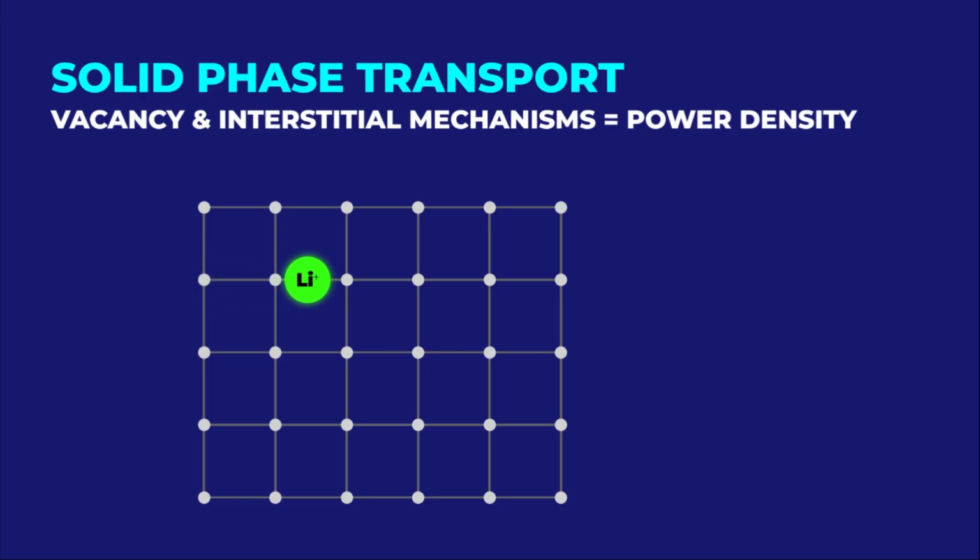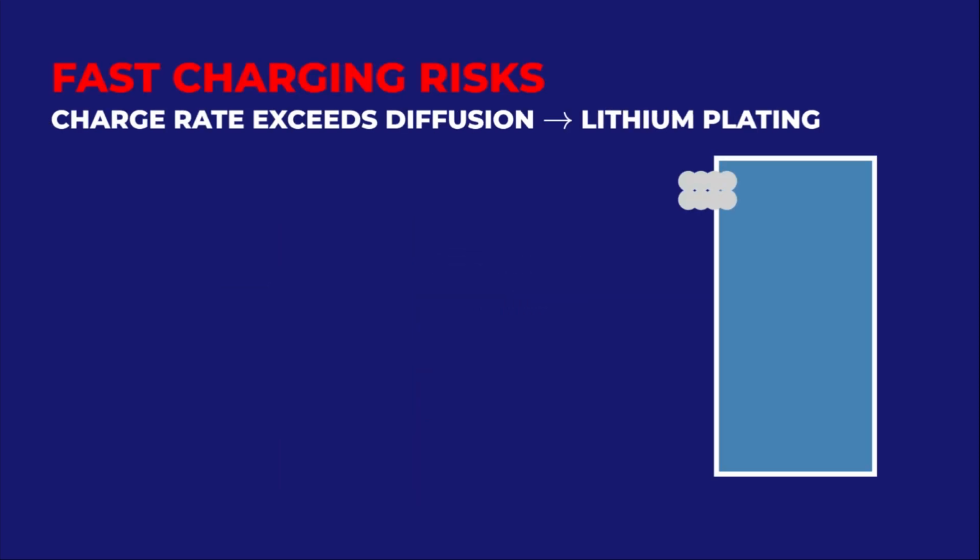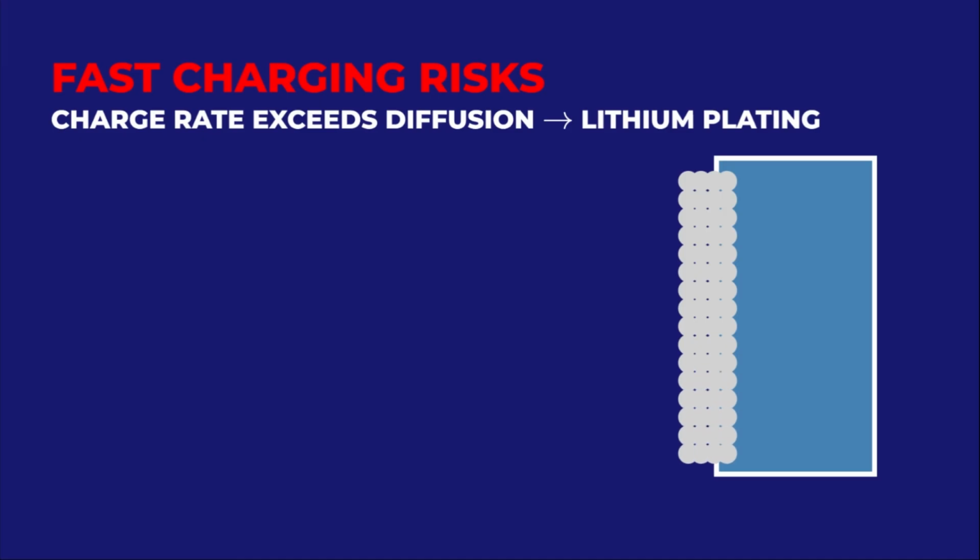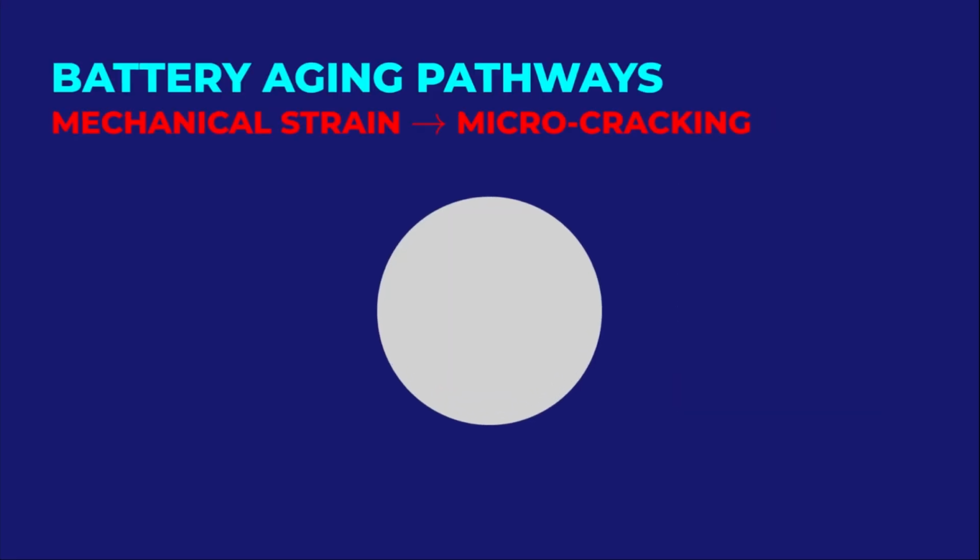Higher tortuosity increases the effective path length and reduces the rate at which the battery can be charged. In the solid phase, lithium ions move via vacancy or interstitial mechanisms. The speed of this movement determines the power density of the battery. If the charging rate exceeds the diffusion rate, lithium ions may accumulate on the anode surface instead of intercalating, leading to the formation of metallic lithium deposits known as plating.